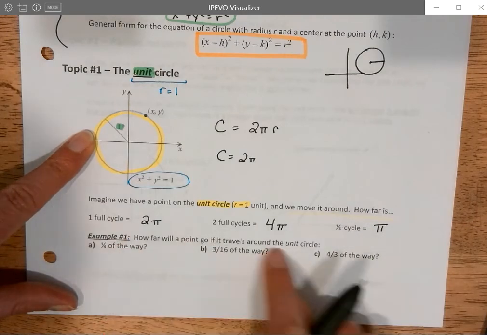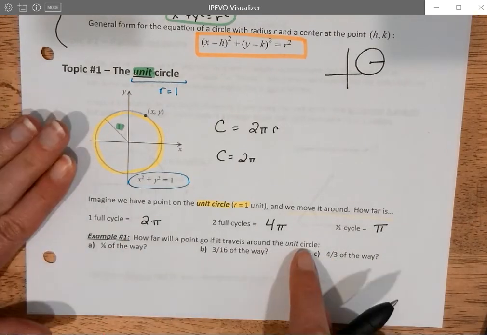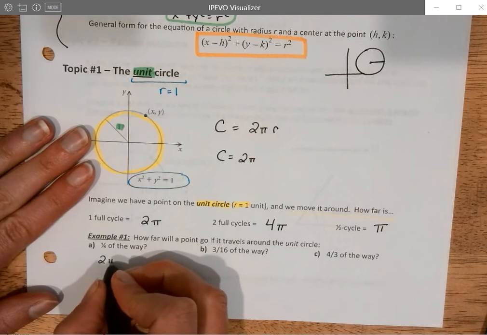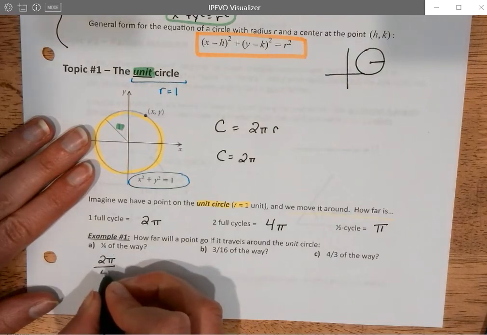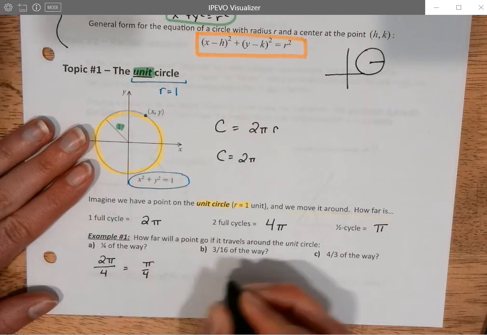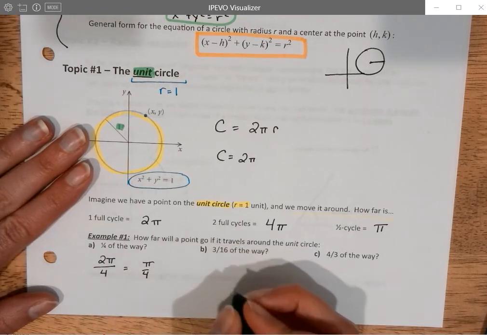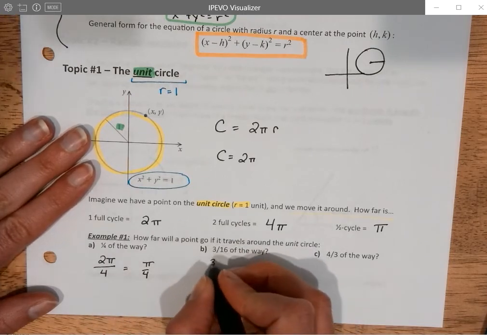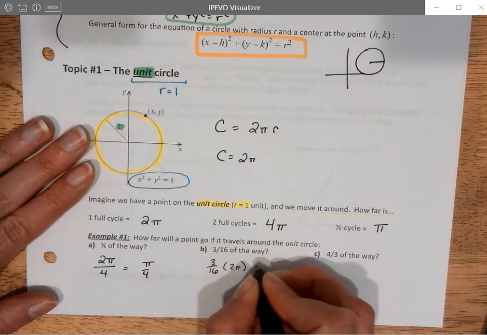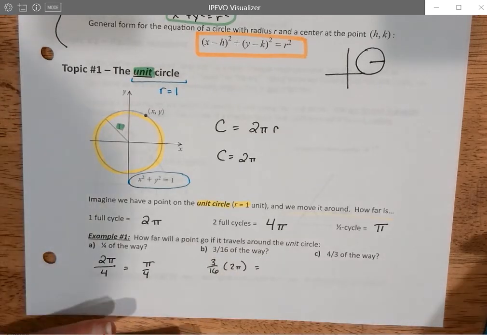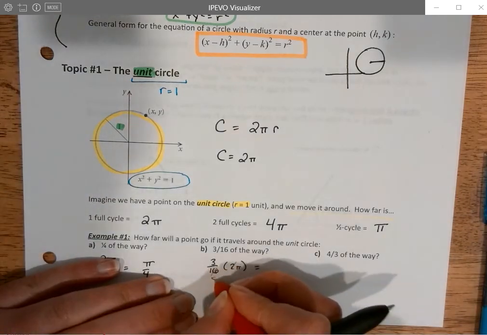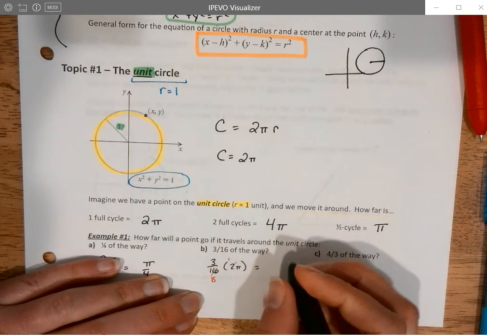How far will a point go if it travels around the unit circle a quarter of the way? Again, for each of these, we're taking 2 pi as the full way and now dividing by 4. So a quarter of the way would be pi over 4. 3/16 of the way would be 3/16 of 2 pi. If I simplify, the 2 and 16 reduce, giving me a 1 and an 8, so that would be 3 pi eighths.